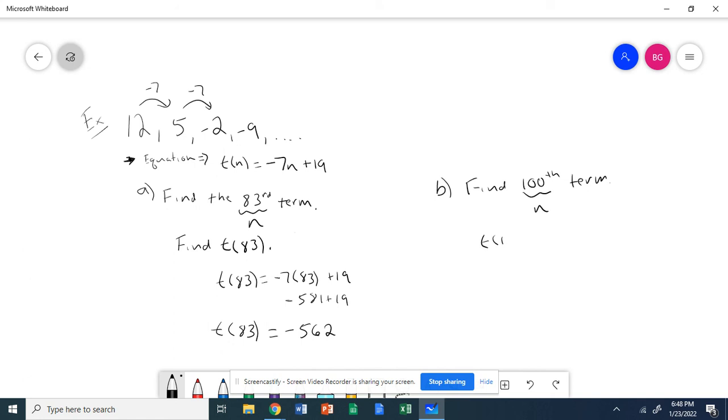So I'm going to say t of 100 equals -7 times, there's another n, so times 100 plus 19. Now in solving this, -7 times 100 is -700 plus 19. So -700 plus 19 is -681. Now I need to make sure I write that back in my function notation. So t of 100 equals -681. That way if somebody reads that, they know the 100th term is -681. So in the sequence at spot 100, I have -681.